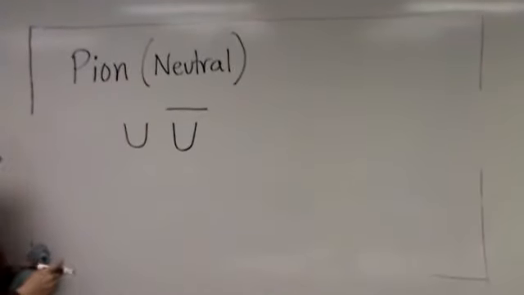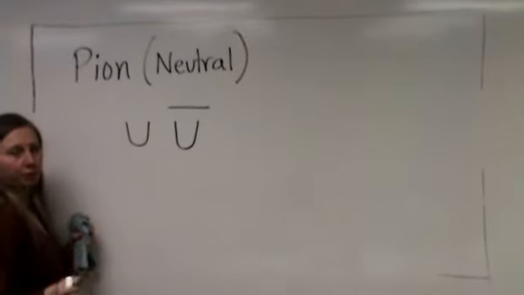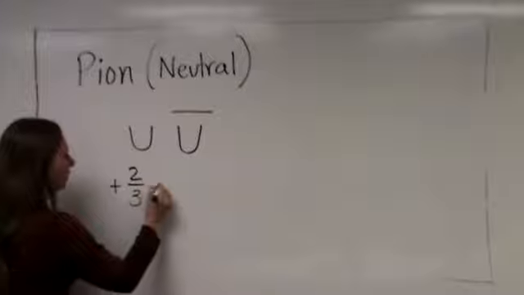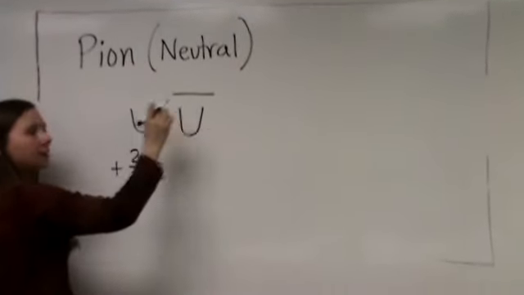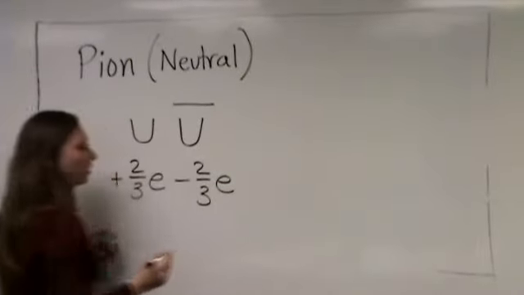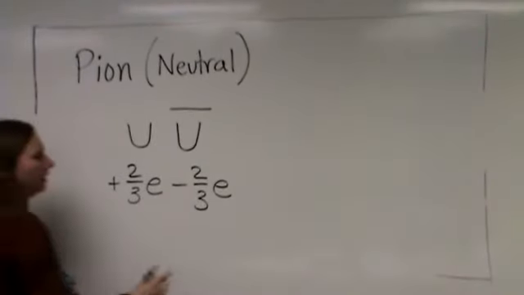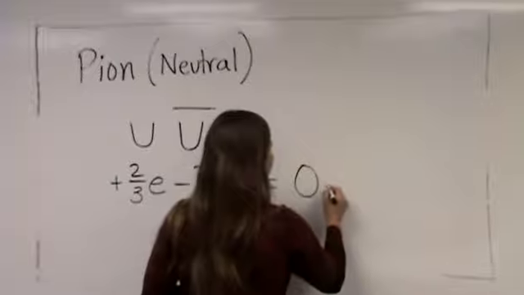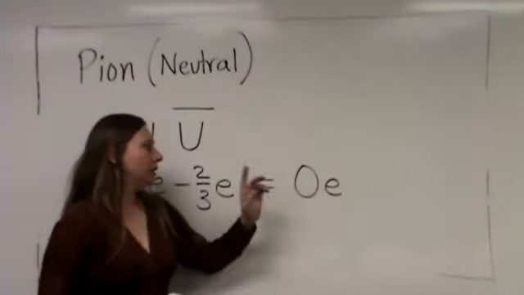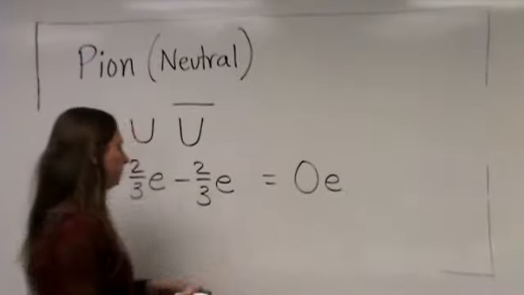You can see what's going to happen here. The up quark, from the chart, has a charge of positive 2/3 e. The up antiquark would be negative 2/3 e. Of course, these cancel out exactly, and we end up with a charge of 0. So here's another particle besides the neutron that has a 0 charge.